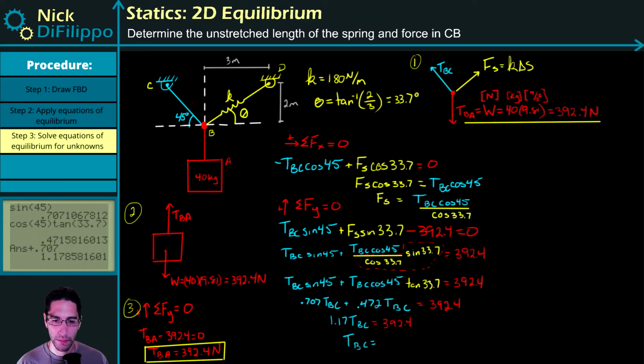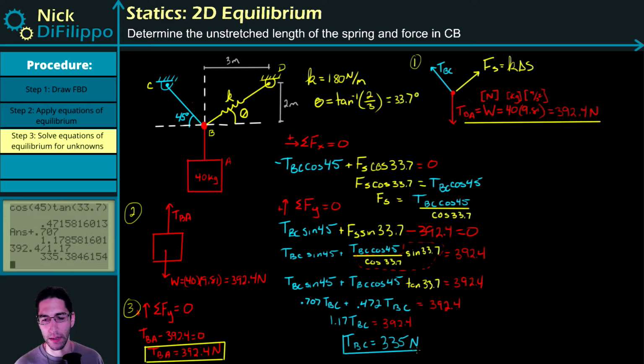is equal to 392.4 divided by 1.17, and we'll call it 335. So this is equal to 335 newtons. So that's the force in this cable right here. Great, so that's part of what we needed to do.